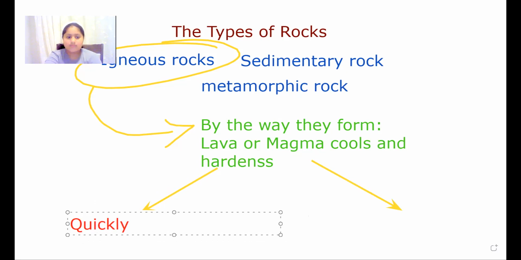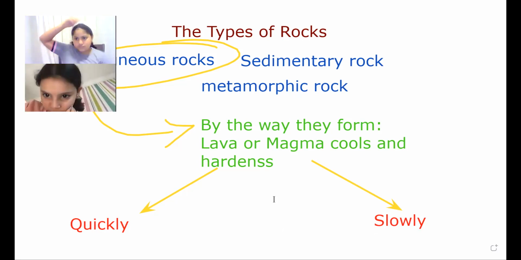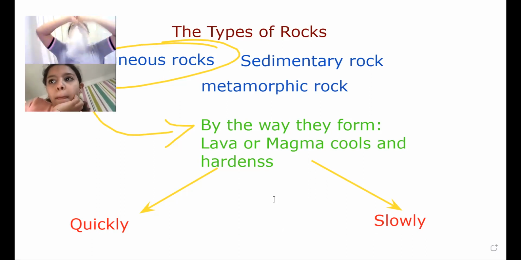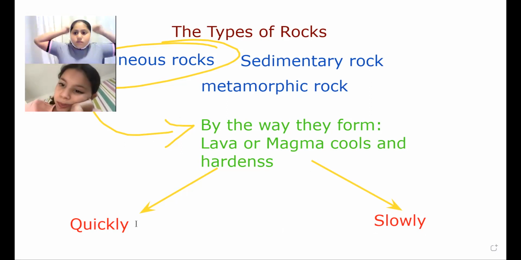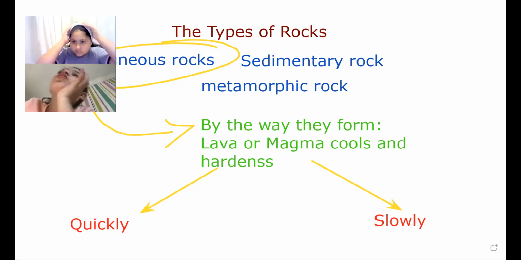Excellent. Quickly. And the other one is? Slowly. Okay, so we have quickly and slowly. If they are cooling down very quickly, are they going to form large mineral crystals or small mineral crystals? Small mineral crystals, and you need a microscope or a hand lens to see.